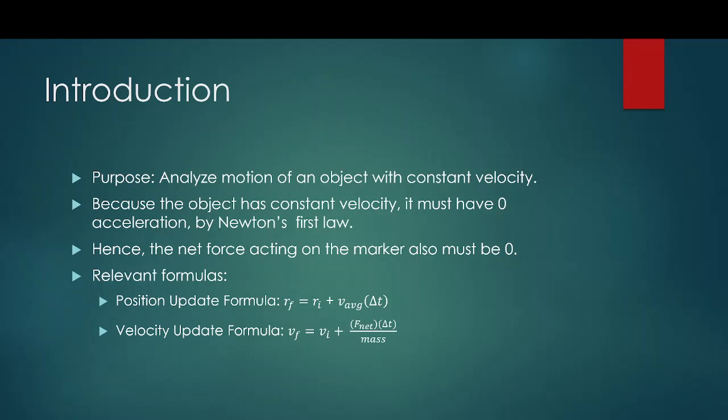Some relevant formulas to this lab are the position update formula, which states that the final position is equal to the initial position plus the average velocity of the time interval times the amount of time passed in the time interval, and the velocity update formula, which says that the final velocity is equal to the initial velocity plus the net force times the time divided by the mass.